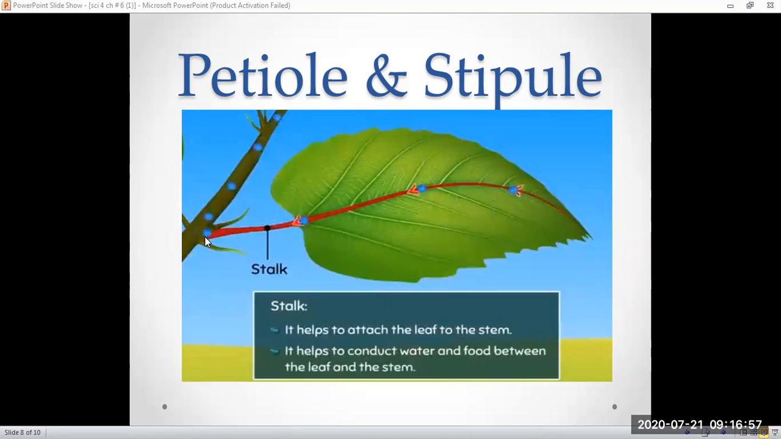So these two tiny parts, as I move the cursor here, are known as stipules, and they are small leaf-like pairs found at the base of the petioles. We have seen at the base, at the beginning of the petiole, these are the stipules.